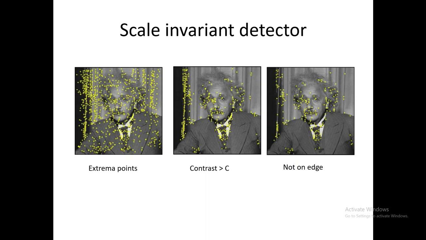So we get the image here with the interest points which have a contrast value greater than C only, and the rest of the points are rejected.